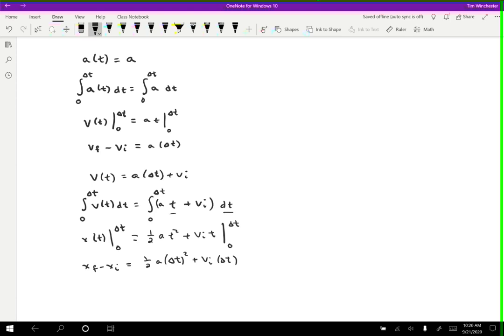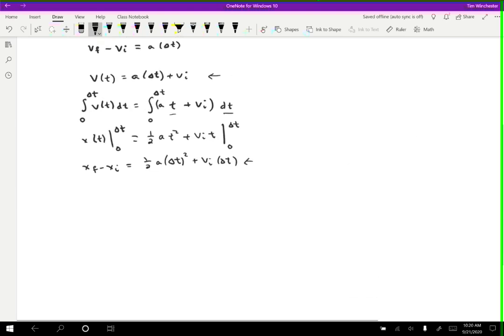Putting these two equations together into one convenient form, this is the way that I like to write it. The two that I would remember if I were you are, first of all, the final velocity equals the initial velocity plus a times delta t. And then also delta x equals 1/2 a times delta t squared plus the initial velocity times delta t. I like these two, and you can use one of the other forms if you like, but I think these are the two most convenient.